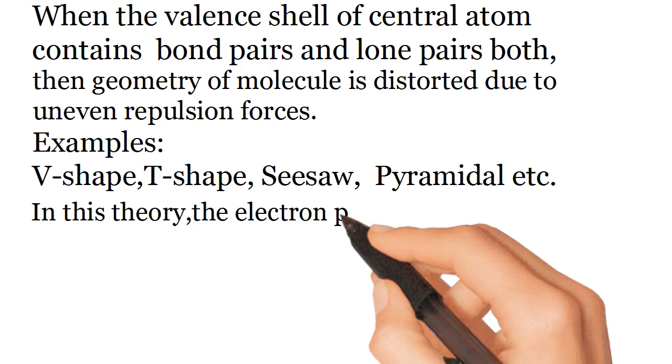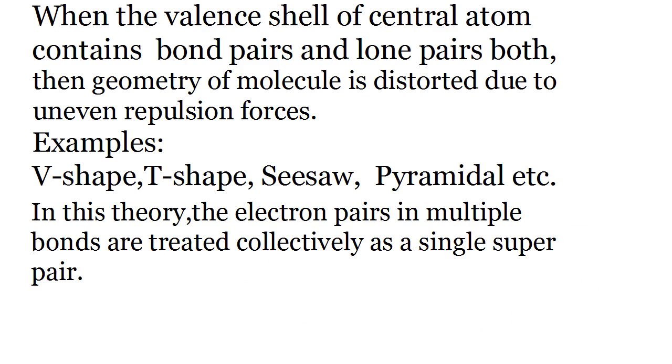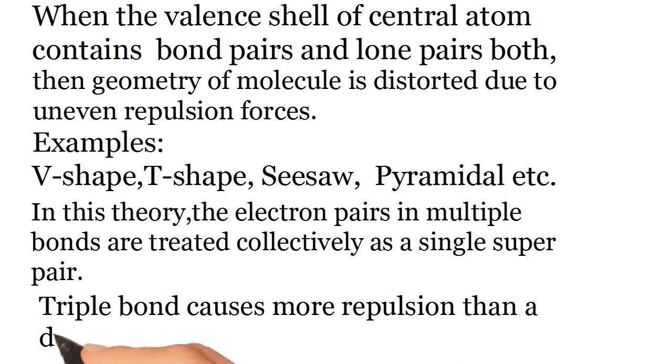In this theory, the electron pairs in multiple bonds are treated collectively as a single superpair. A triple bond causes more repulsion than a double bond.